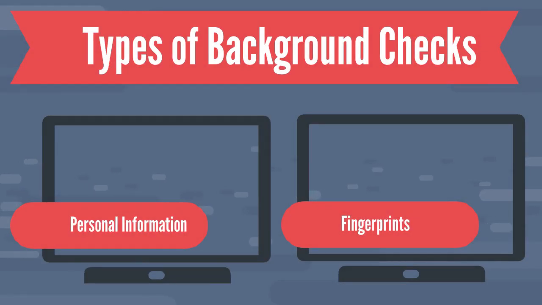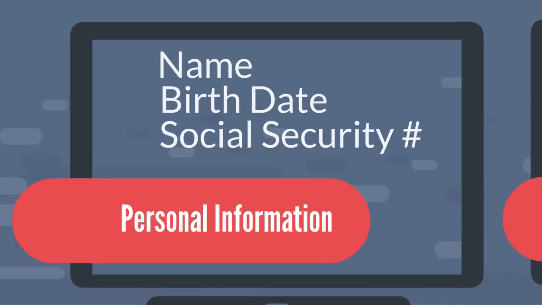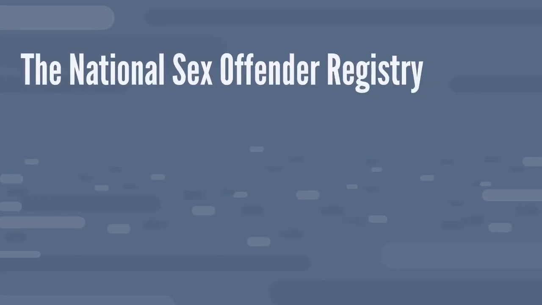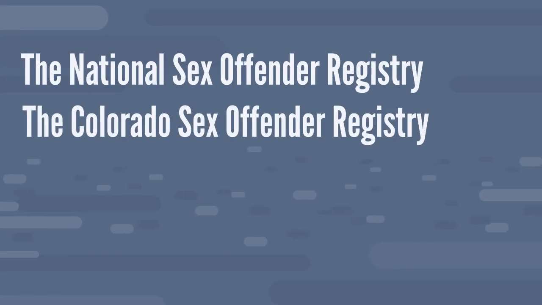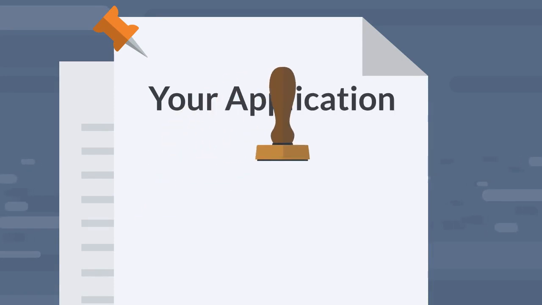The first category of background checks are searches based on personal information, such as name, birth date, and social security number. When you sign your family child care home application, you give the Colorado Department of Human Services permission to run these types of background checks through databases which include the National Sex Offender Registry, the Colorado Sex Offender Registry, and a Colorado Child Abuse and Neglect Check, also known as the Trails Registry. These background checks will be set into motion as your application is being processed.